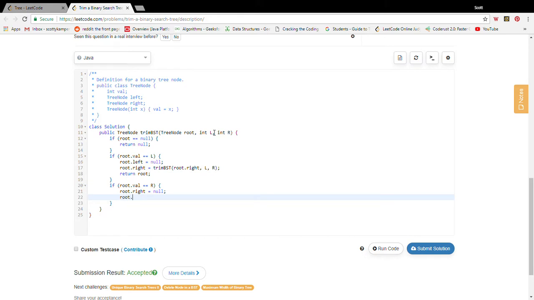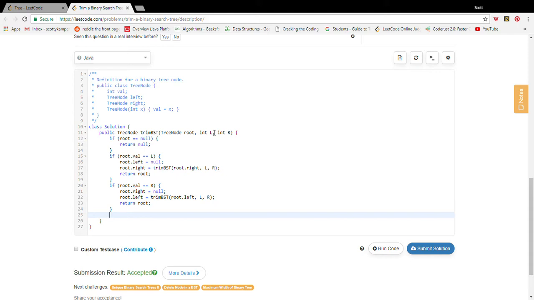We will set the left subtree equal to the recursive solution of the left subtree, and we'll return that root. So we've handled those two cases.